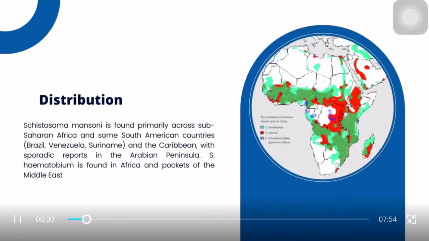Schistosoma haematobium is found in Africa and pockets of the Middle East. So, it's originally found in Africa and some parts of the Middle East.